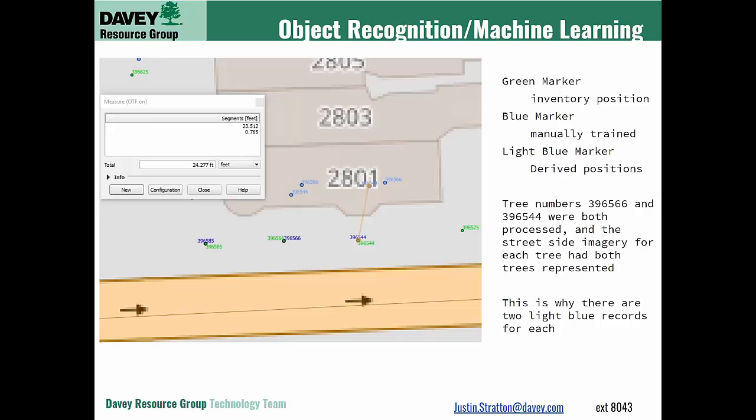What we can see, though, is some cases here where the same tree might be in multiple photos. In here we have 396,544 and 396,566, but we have 2 blue points for each. What happened is the picture for this particular tree that was fed into the model actually had both trees in it, and so it generated 2 points.